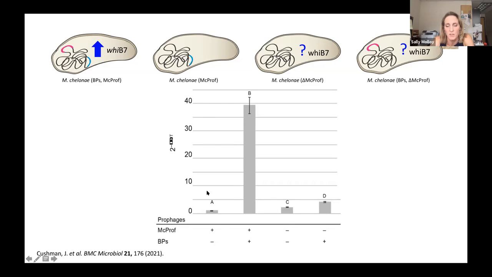But what surprised us was the single McProf lysogen had pretty low YB7 expression. It really wasn't very different than our non-McProf strains. And so that was our first inkling that, well, YB7 might be important for the observed drug resistance. There's probably some YB7 independent mechanisms present as well.